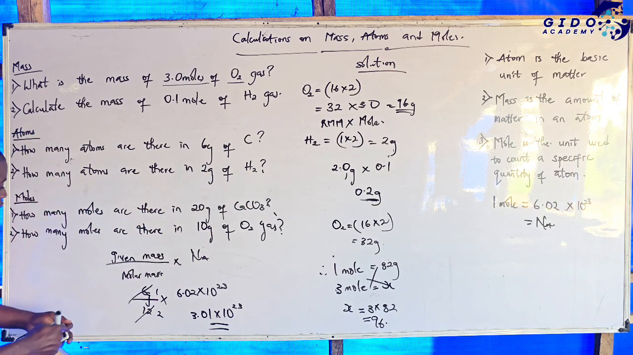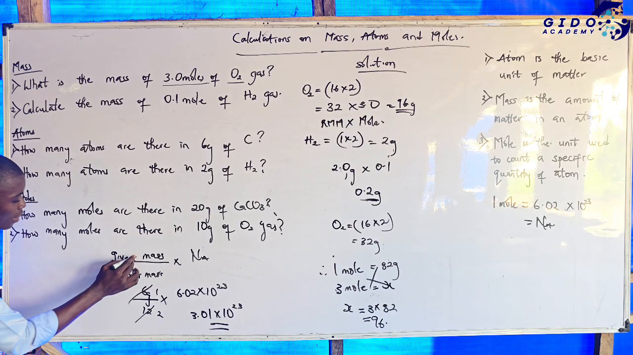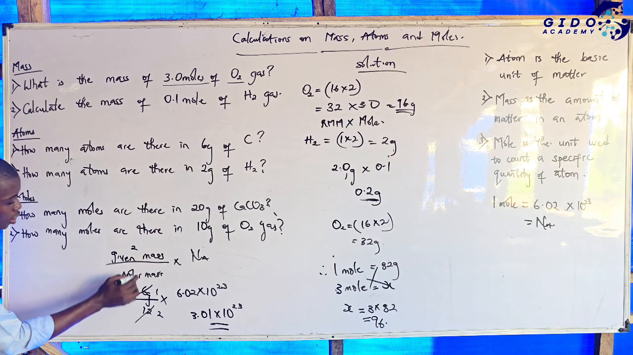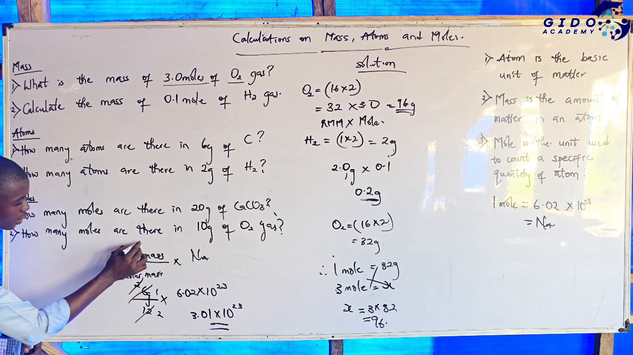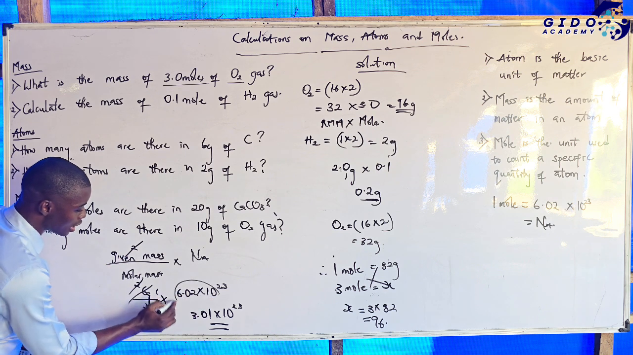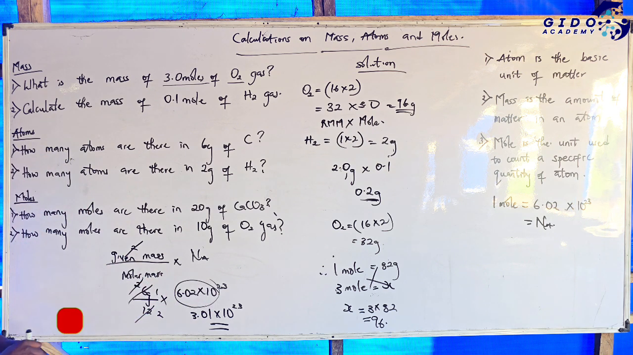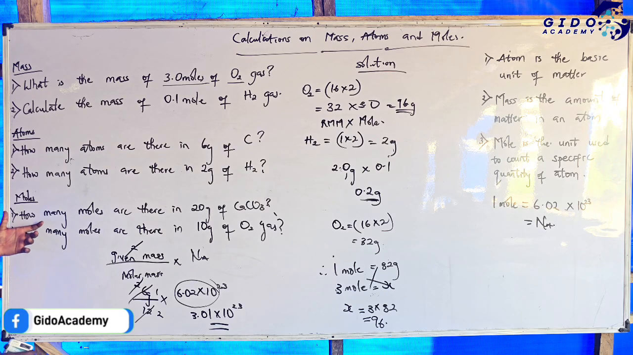Then if you want to solve for how many atoms are there in 2 grams of hydrogen, what is the given mass? 2. What is the molar mass of hydrogen? 2. 2 will cancel 2, then you are left with 6.02 times 10 raised to the power of 23.